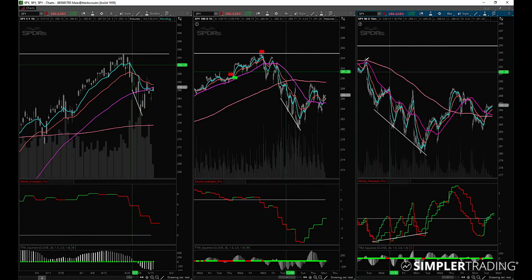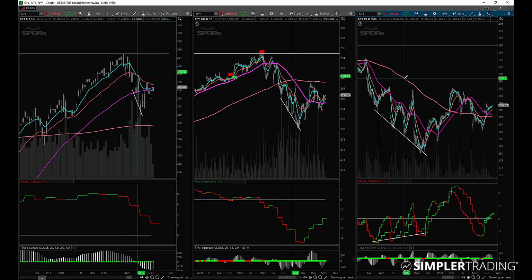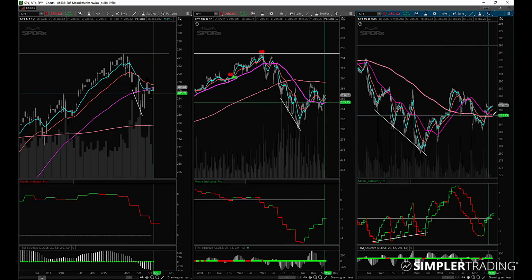What we noticed in the past is that the 15-minute 200 was trending down. Now the 15-minute 200 is actually flat, in about the same place as the 15-minute 50. So now we have price over that.